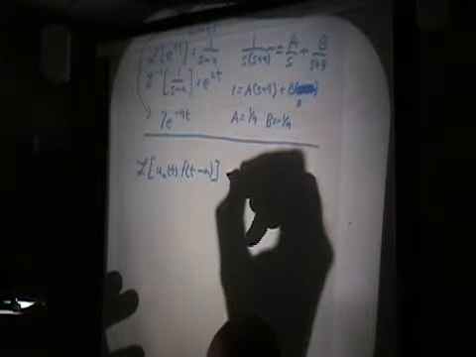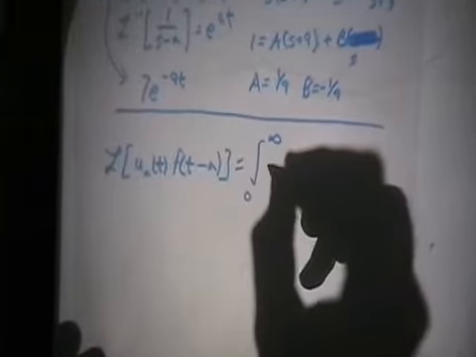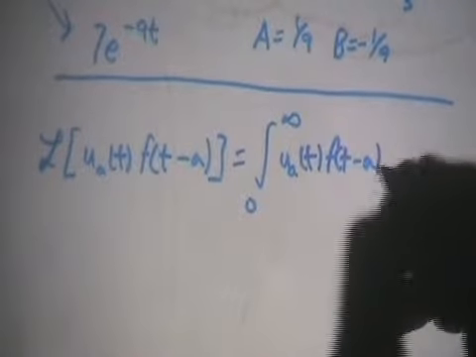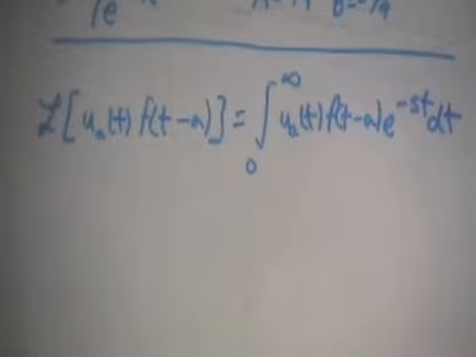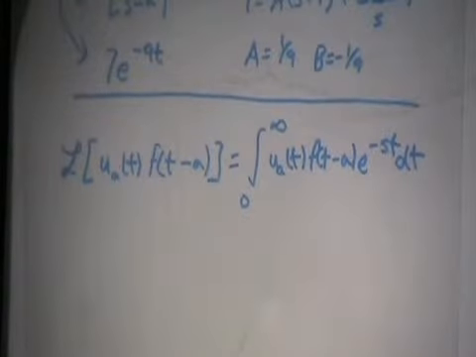I'll go through this quickly. It's an improper integral. The integral of u sub a of t times f of t minus a, e to the negative st dt. Just like before, the u sub a will be 0 if t is less than a, and 1 if t is greater than or equal to a. So I can replace this by an integral from a to infinity of f of t minus a times e to the negative st dt.